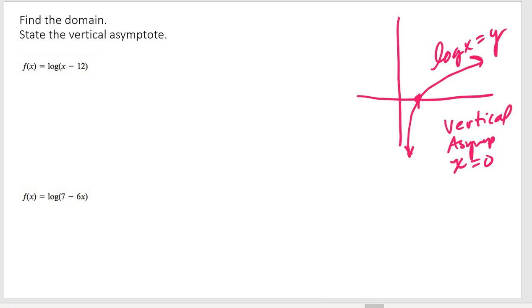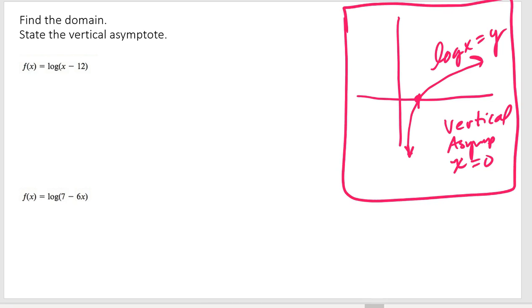This is what you need to just burn into your head. That's what a basic parent function of a log looks like. Okay? So we can see that this one is going to shift right 12. So when it shifts right 12, the vertical asymptote will shift also. Instead of being x is equal to 0, it will be x is equal to 12.